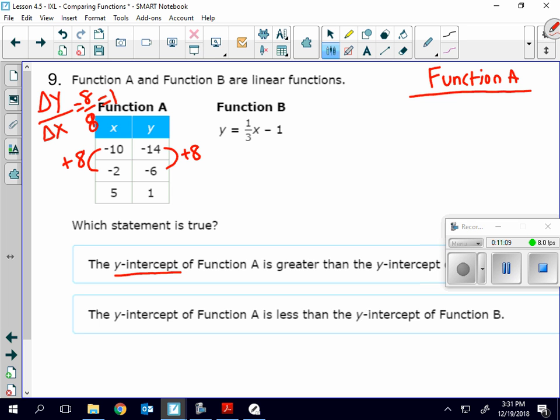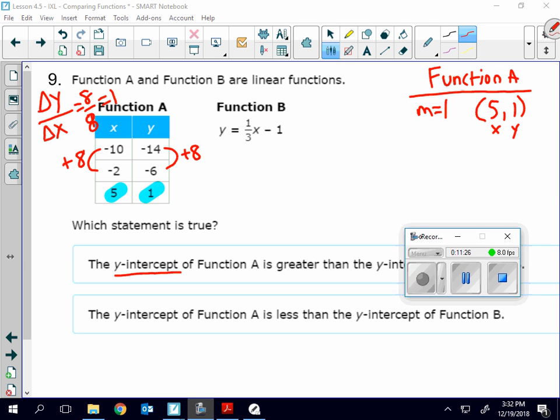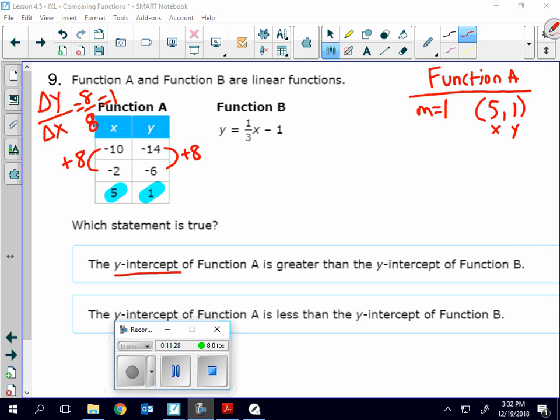So we have an m of 1, we just found it. And I'm going to use the x and y here. I'll even write them down over here so you have them. 5, 1 for x and y. And we're going to use point slope form: y minus y1 equals m times x minus x1.